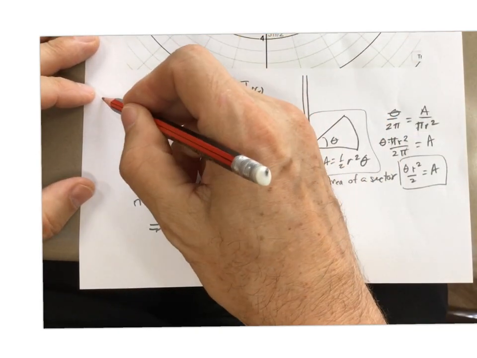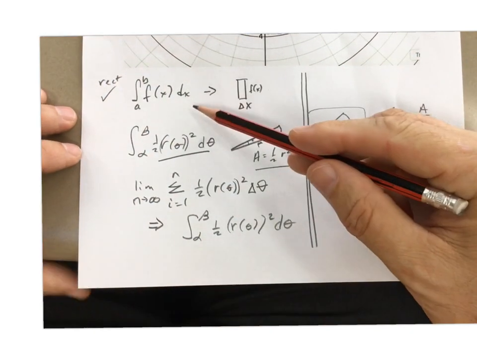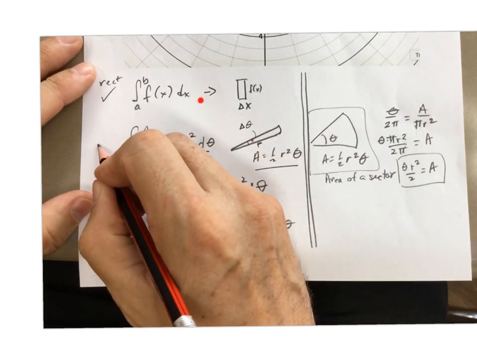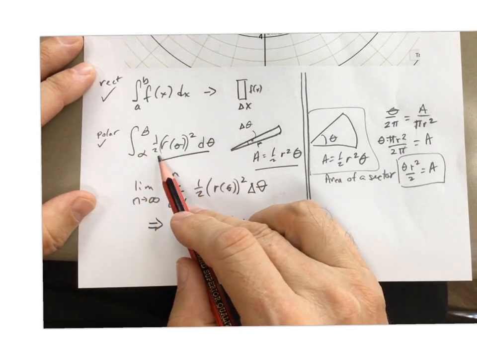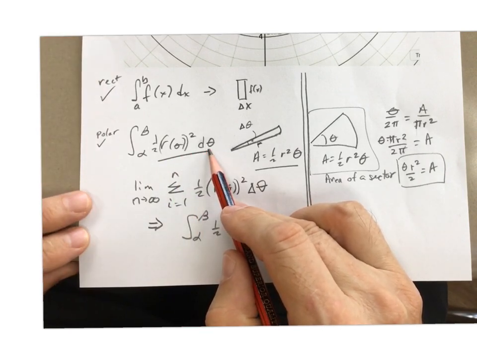So if I look now at some of these formulas, we did rectangular coordinates. We do have this formula here for the area under the curve, and we have the little rectangles. Now we want to move to polar: alpha to beta, 1/2 r squared d theta. Now where does that come from?